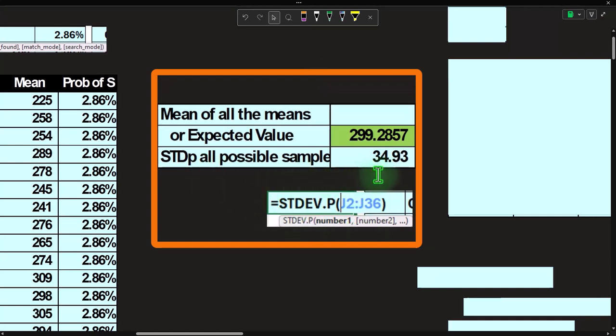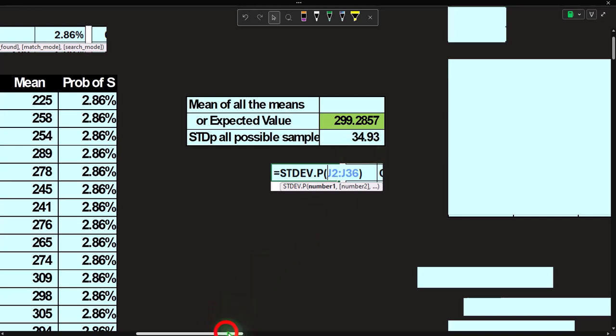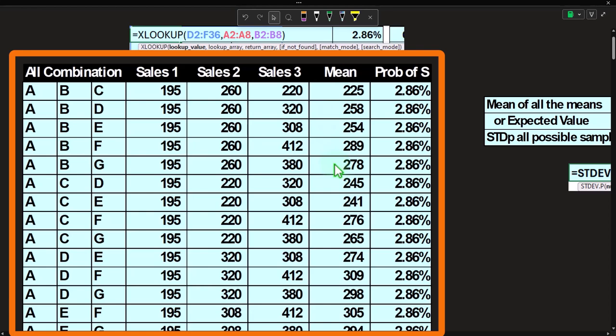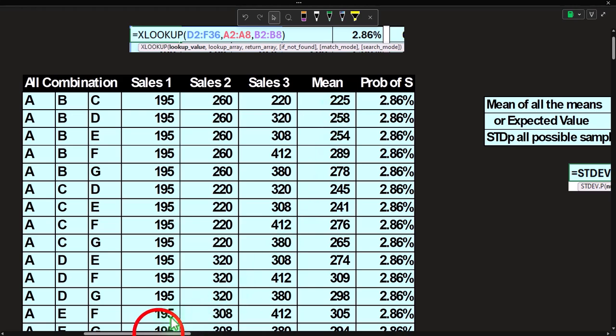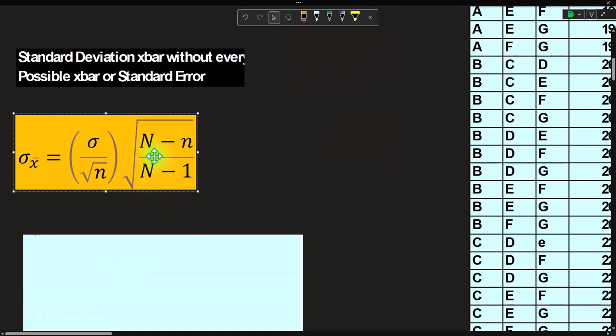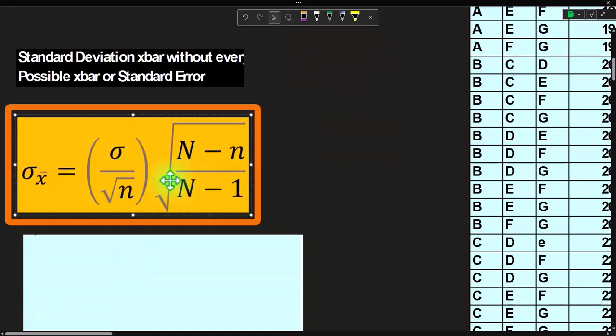Now, because this number changes in a way that is predictable, even though in practice we're not going to have all separate combinations of whatever sample size, because they've studied the relationship of what happens to the standard deviation if we were to have all of them, that's how they've derived this formula. So we're trying to get confidence about this formula.